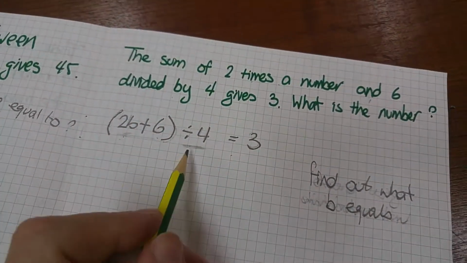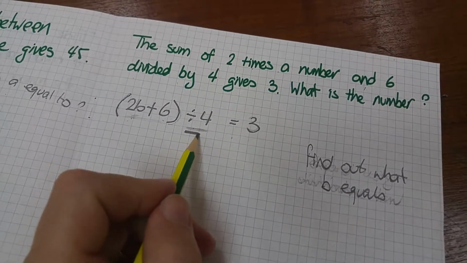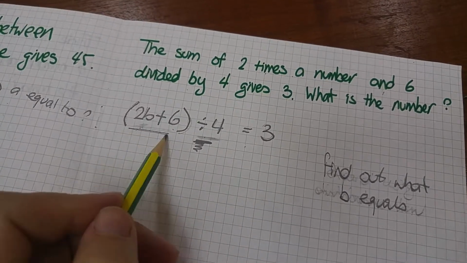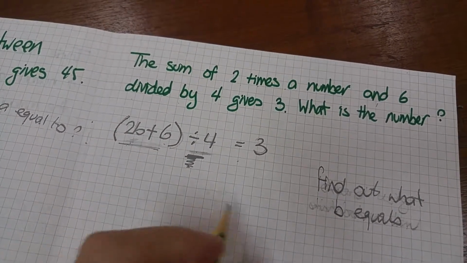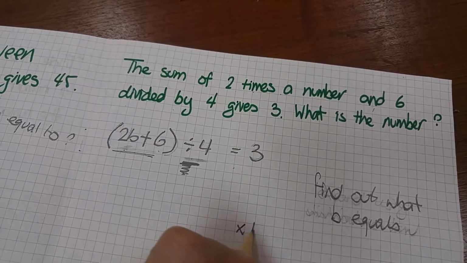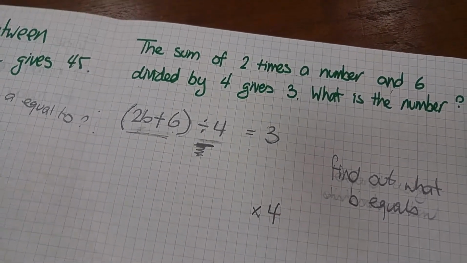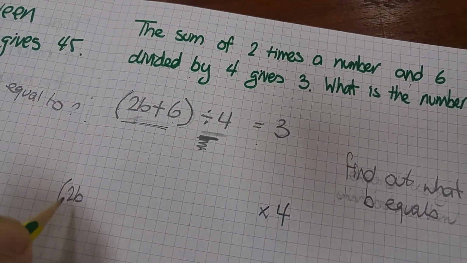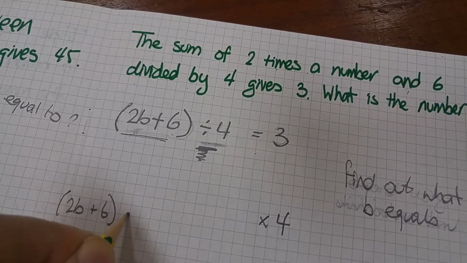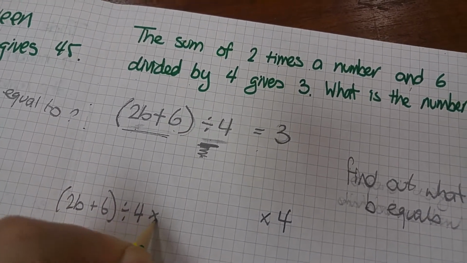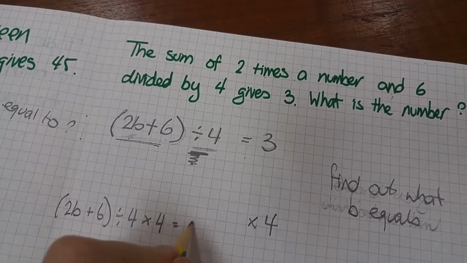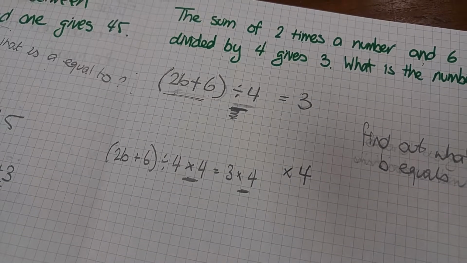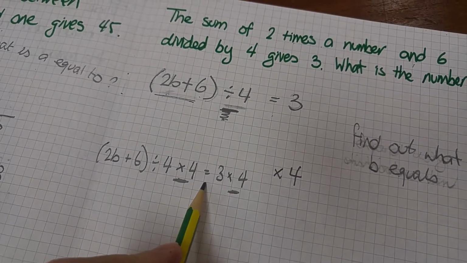So now we look at this and we say this is divided by 4. So we need to try and get this by itself. So the opposite of dividing by 4 is multiplying by 4. And remember, we need to do this to both sides. So we've got 2b plus 6 divided by 4 multiplied by 4 equals 3 times 4. Okay, we need to have that on both sides of the equals.